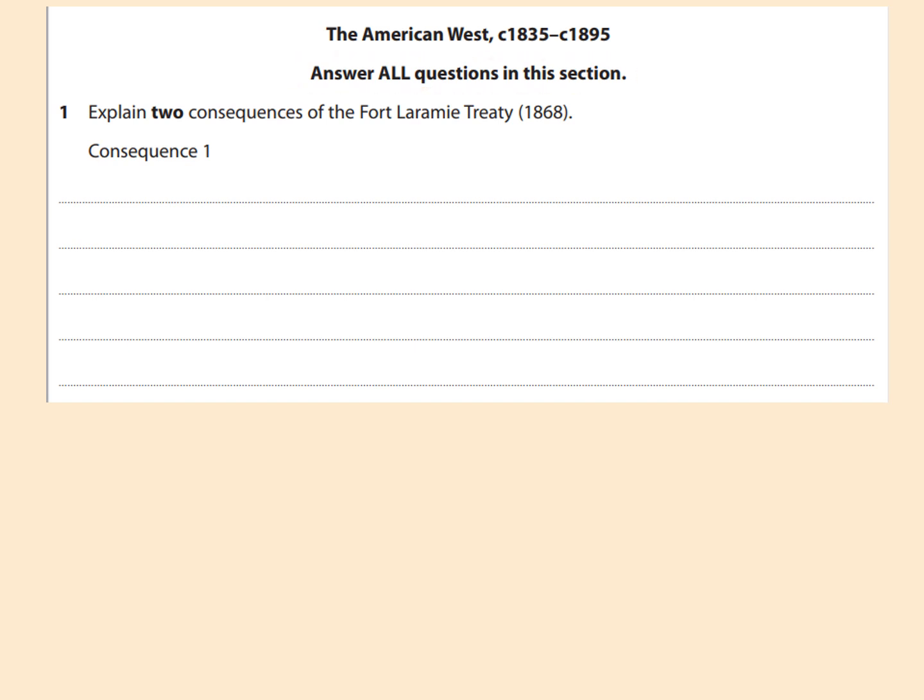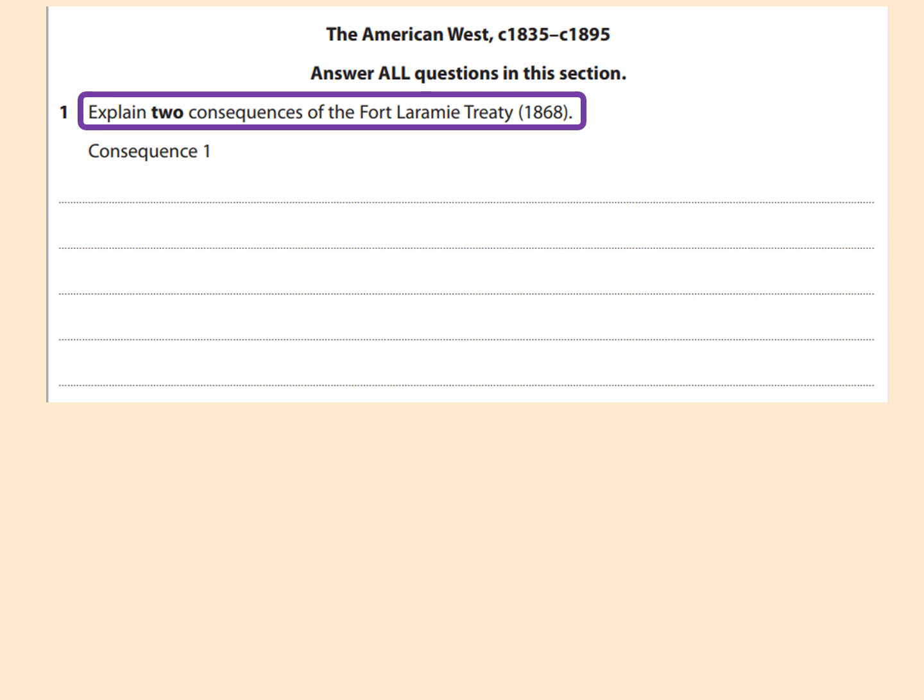This first question says, explain 2 consequences of the Fort Laramie Treaty in 1868. The question is laid out with space to write your answer, labelled consequence 1, and also later on the page it'll say consequence 2. So there's a clear indication of roughly how much you should be writing and definitely where to write it. So let's consider what is required by this particular question.